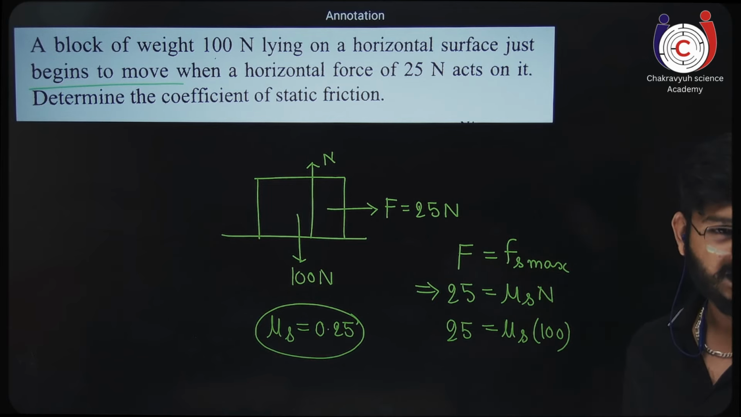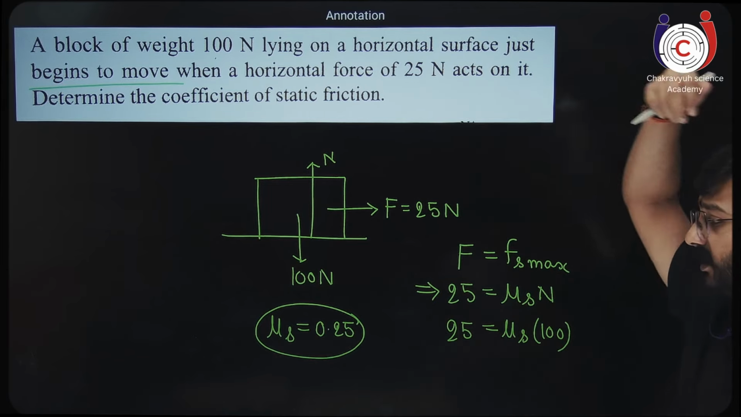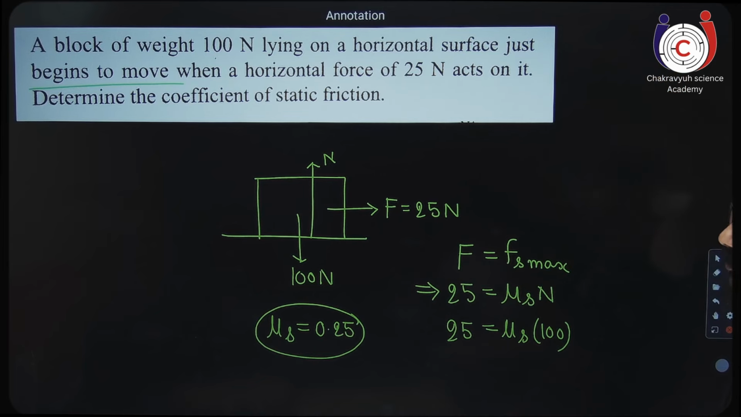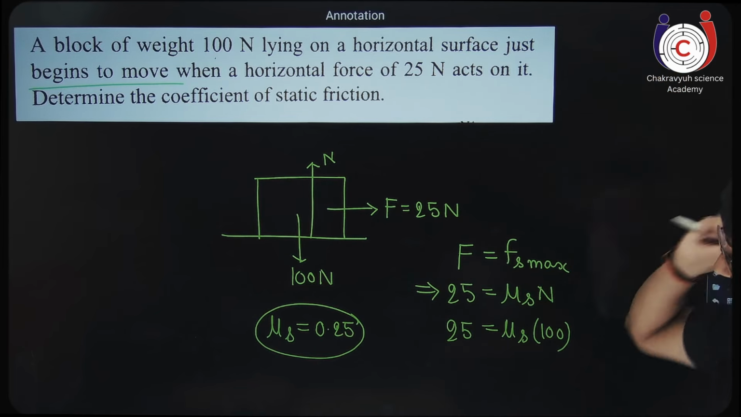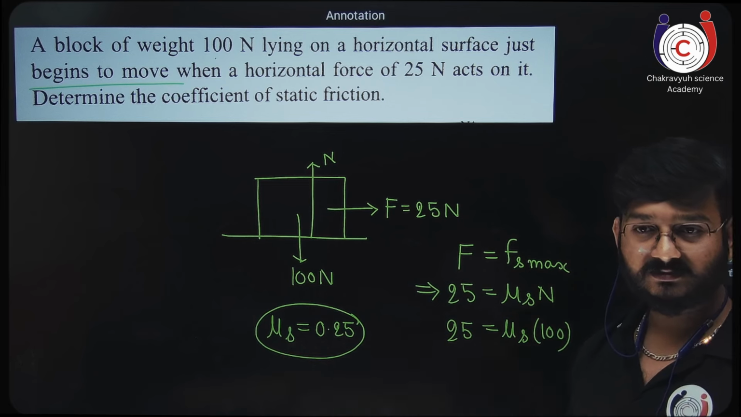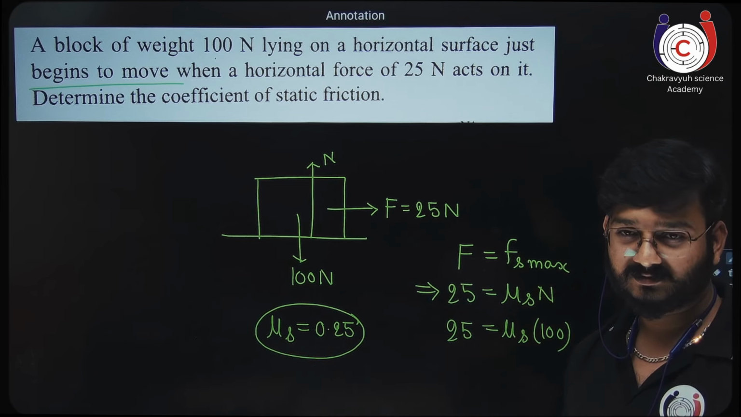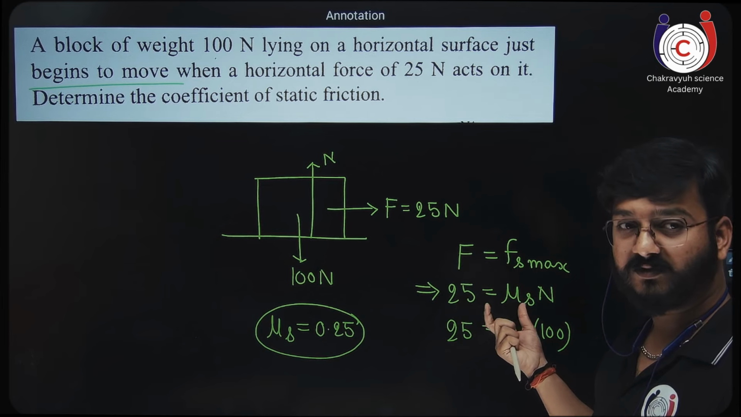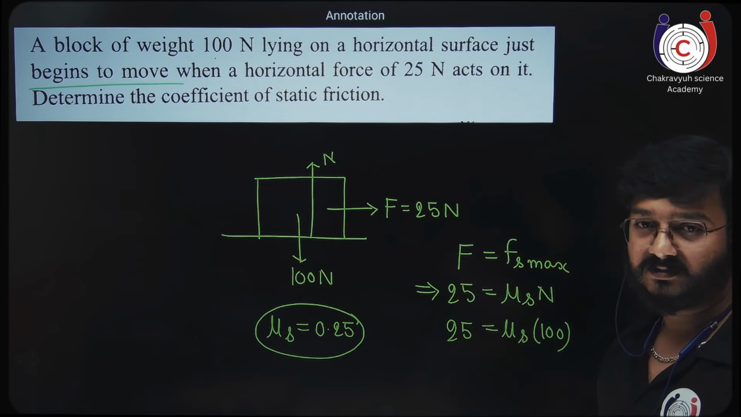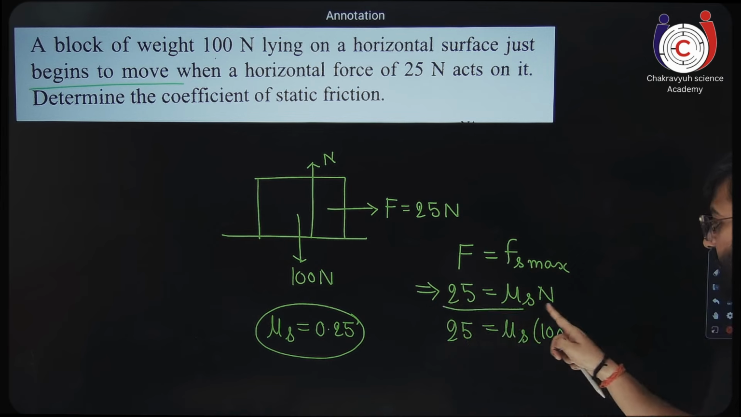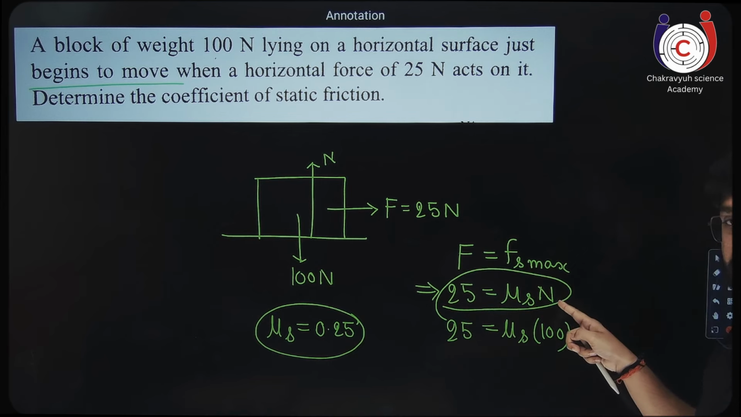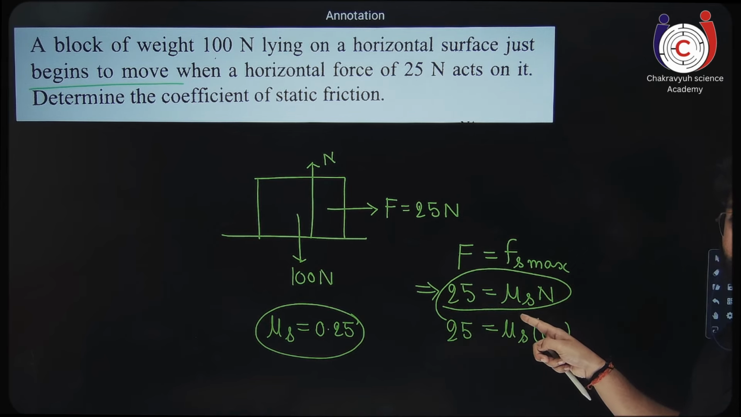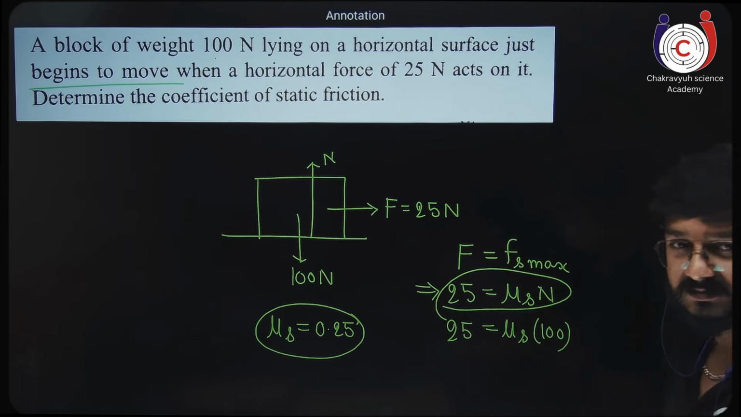Any problem? You just need to know how to decode the question. Whatever data is given, you need to know how to read it. What is the unit of coefficient of static friction? See the formula. What will be the unit of coefficient of friction? See the formula. Force is equal to mu s into normal force. So what will be the unit of coefficient of static friction? No unit, because it is dimensionless.